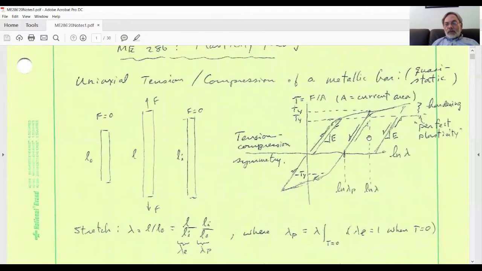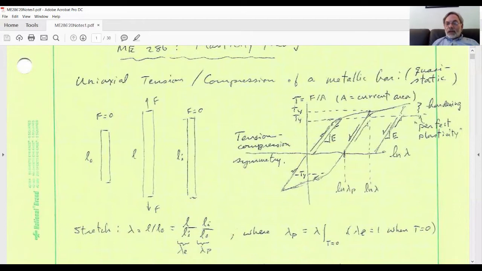When we load up again from this point, in tension, let's say, we again follow approximately the same curve until we very nearly rejoin the initial loading curve, at which point the slope again diminishes greatly. So we have yielded the material again. And we can continue this process. We can load up to another point here, unload again, and the same phenomenology is observed.